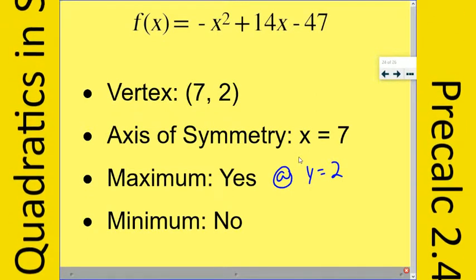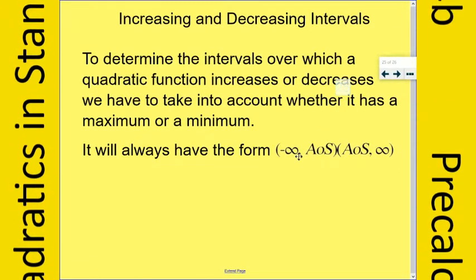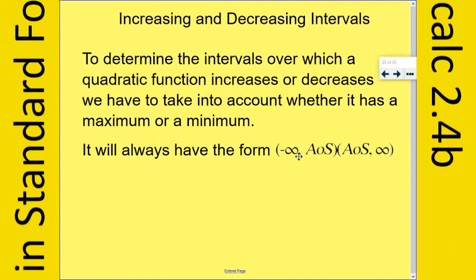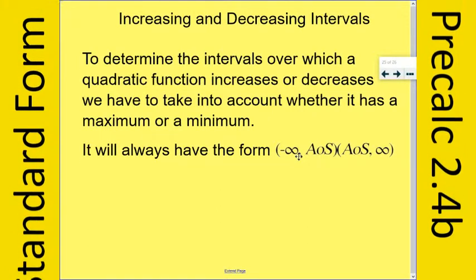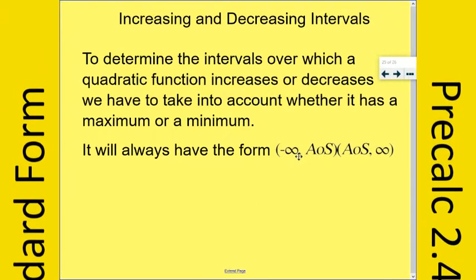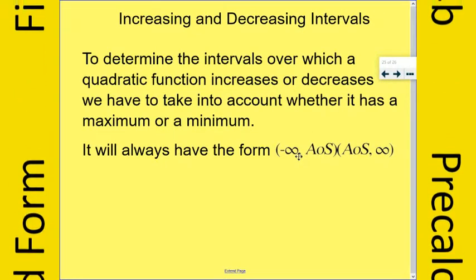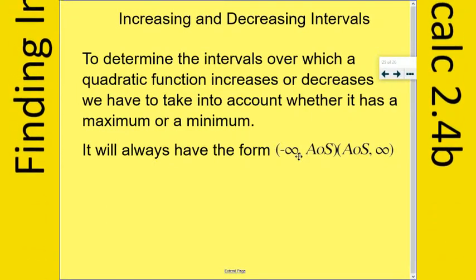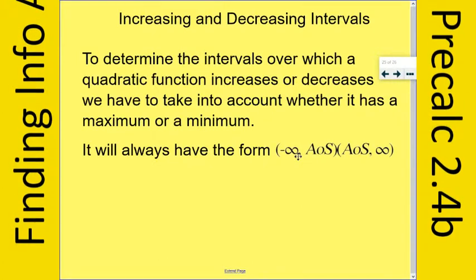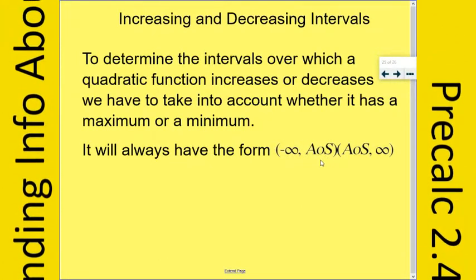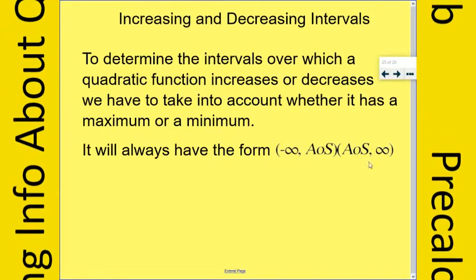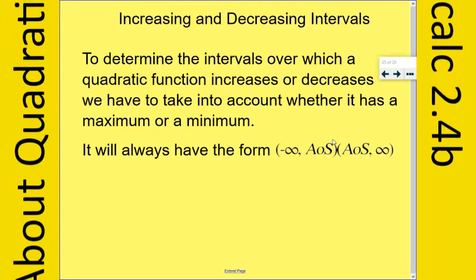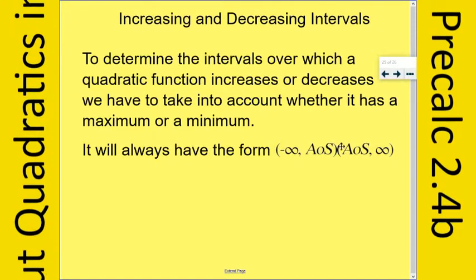Okay? So the last thing we want to talk about today is increasing and decreasing. So we want to determine the intervals over which a quadratic function increases or decreases. When we think about that, we have to determine whether it has a maximum or a minimum. It's always going to have the form negative infinity, comma, axis of symmetry, and then it's going to go from our axis of symmetry to infinity. Notice how we don't include infinity, or we'd have a square bracket, and we don't include our axis of symmetry, or we'd have a square bracket.